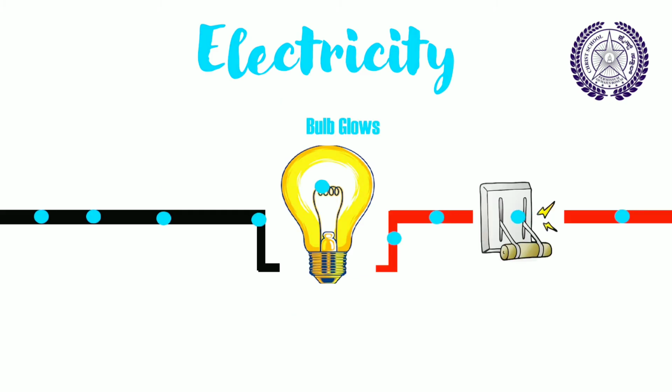Now, we will go back to the question we asked first. When we switch on a bulb, the electricity flows through a wire and reaches the bulb. There, it will be converted into light energy. Thus, we get light from the bulb.